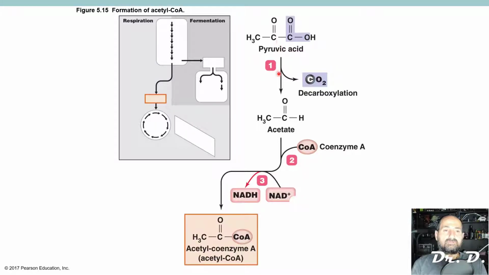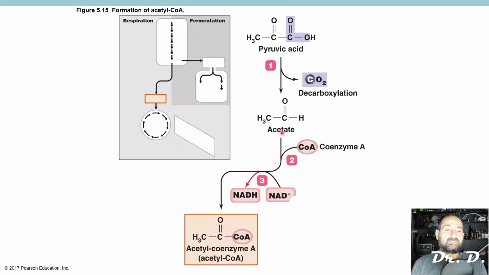Pyruvate becomes cleaved, which means the 3rd carbon leaves as CO2. So you've just released CO2. And now how many carbon molecules do you have left? Well, one of the carbons left as CO2, so you have a 2-carbon molecule, no longer known as pyruvic acid or pyruvate. It is now called acetate or acetic acid. Now, acetate is modified. It picks up a coenzyme A. You know what a coenzyme is. It's an organic cofactor. Coenzyme A attaches to acetate, and acetate becomes acetyl-CoA.